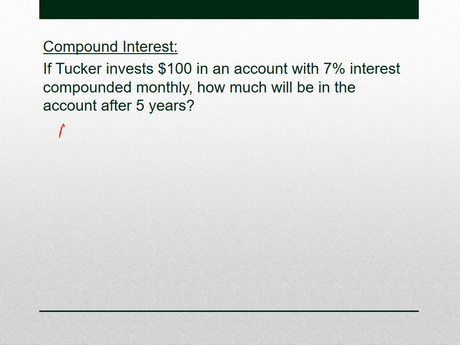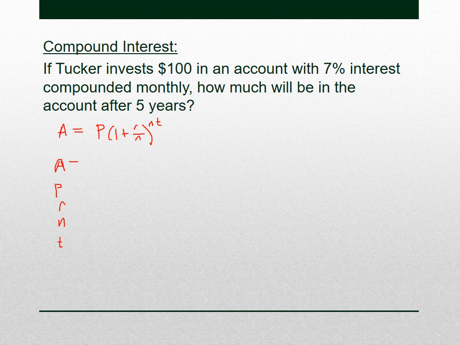So let's remind ourselves of that equation. It says the amount after the given time is P times (1 plus r over n) to the nt. The way I like to do these problems is to just make a list of everything I'd like to know. I want to know what is A, what is P, what is r, what is n, and what is t.